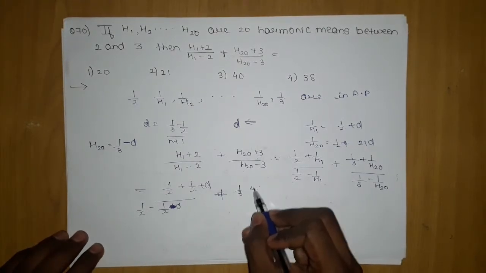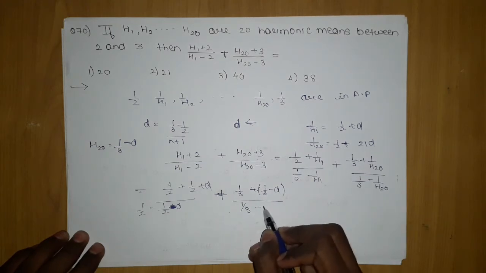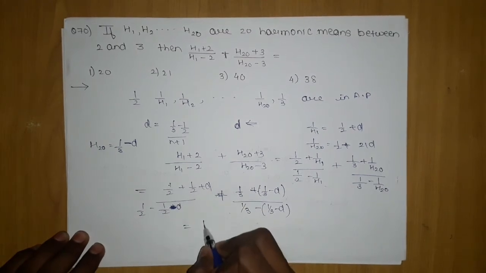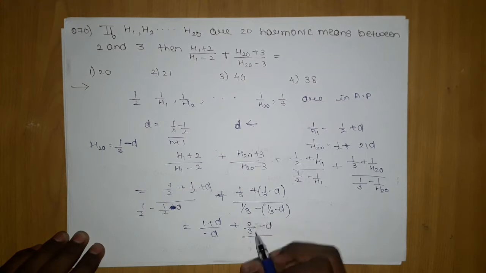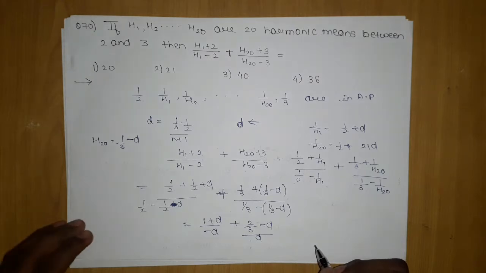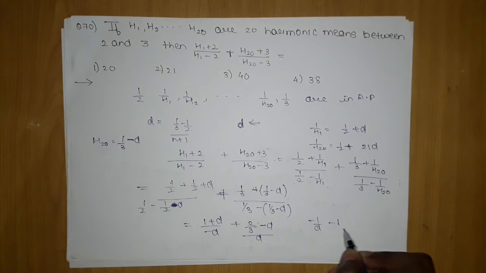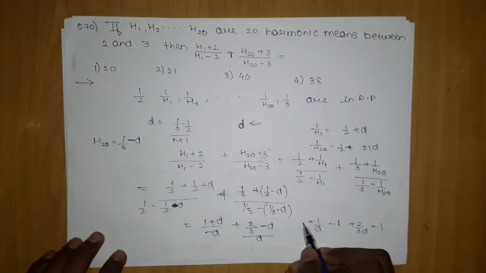So we will do what? 1 upon 3 minus D upon 1 upon 3 minus 1 upon 3 minus D. Here this will add on and become 1 upon D. This will cancel out, minus D will be here. This will become 2 by 3 minus D, and upon this, this will cancel out and become D. After this, minus 1 upon D, minus 1, 2 by 3 into D, minus 1. So what are we getting?